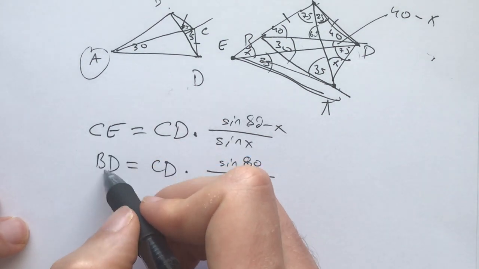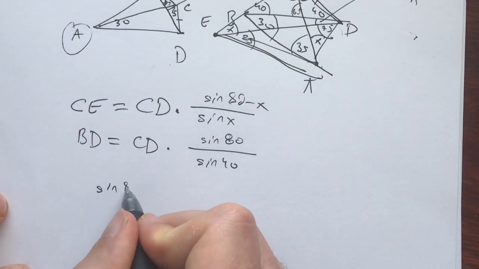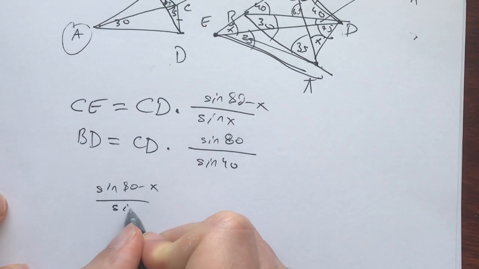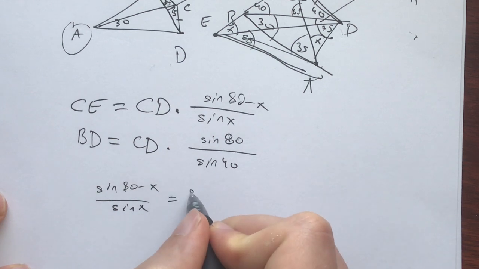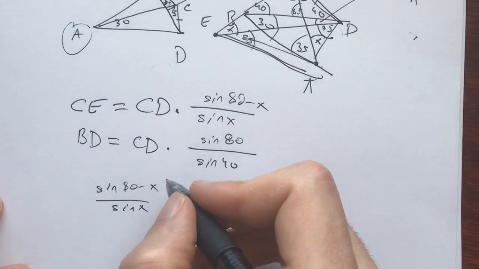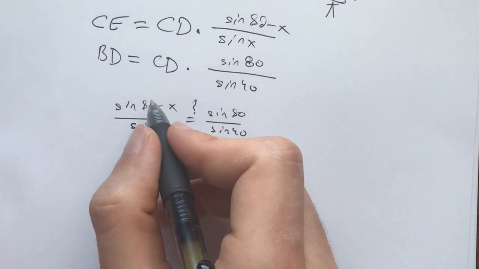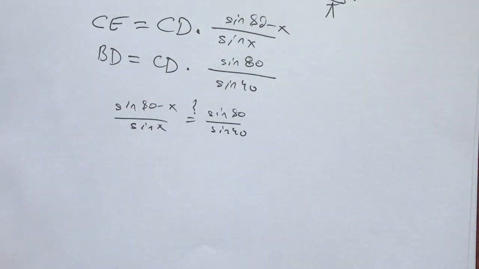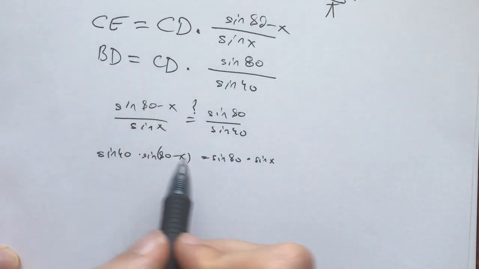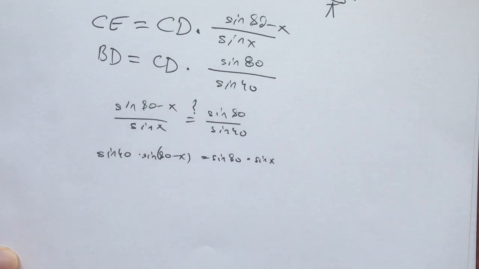Okay, so if these are equal, then we know that sine of 80 minus X over sine of X will be equal to sine of 80 over sine of 40. So this is the question, are these two equal? Well, if they are equal, what do we have? When we multiply them through, we get sine of 40 times sine of 80 minus X is equal to sine of 80 times sine of X.